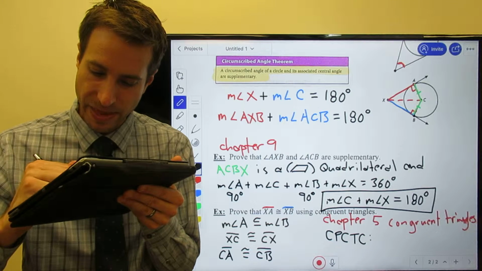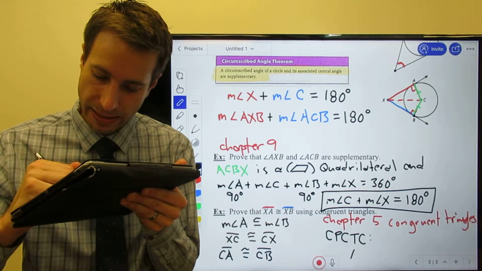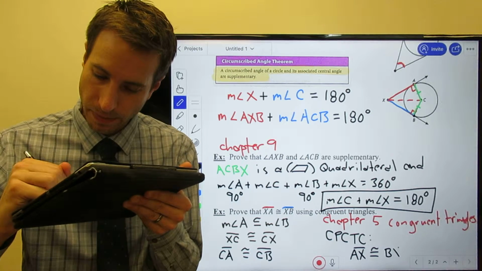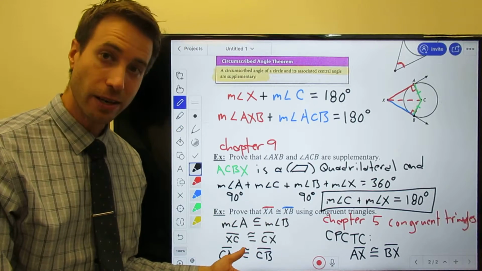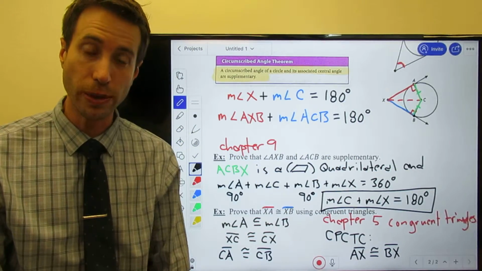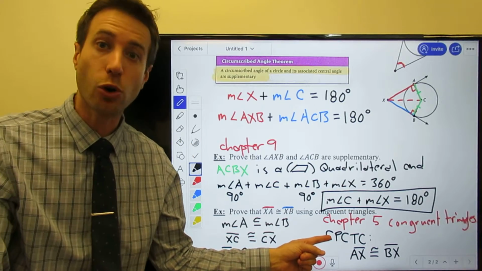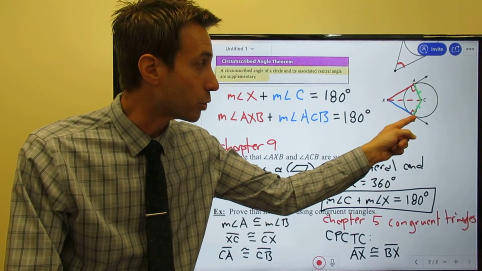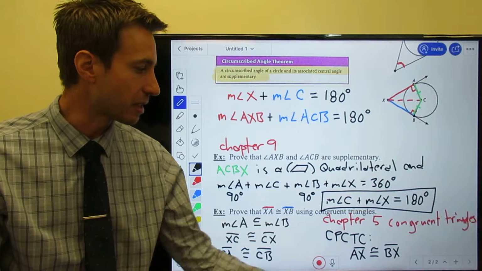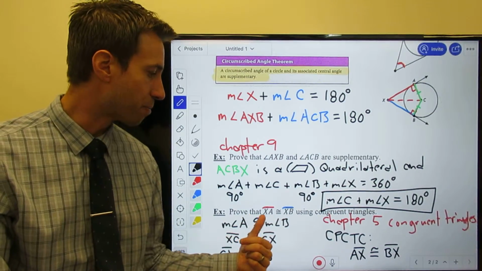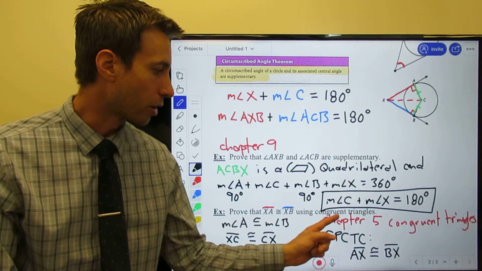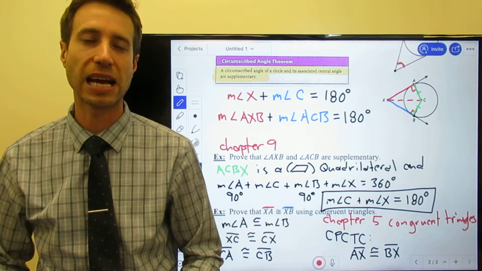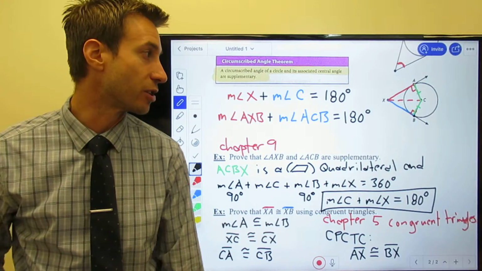What that tells me then is that XA or AX must be congruent to BX, right? This stuff right here proves these triangles are congruent. Since the triangles are congruent, corresponding parts must be congruent. AX is the corresponding part to BX, and so CPCTC tells me those guys must be congruent. So we've proven that AX and XB are congruent using congruent triangles. Again, going all the way back to chapter 5. I know it was a long time ago, but yes, still important information that you guys need to know.